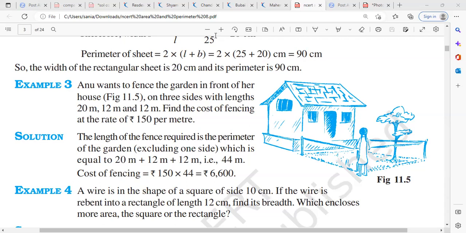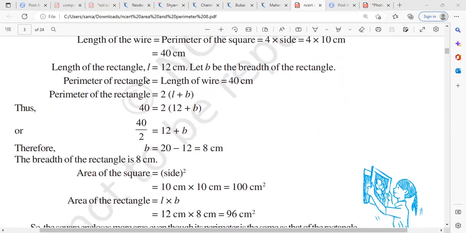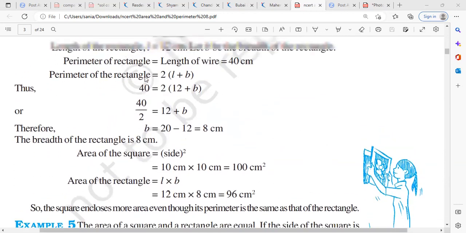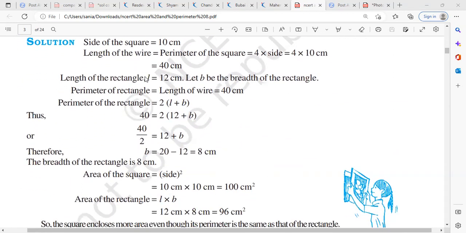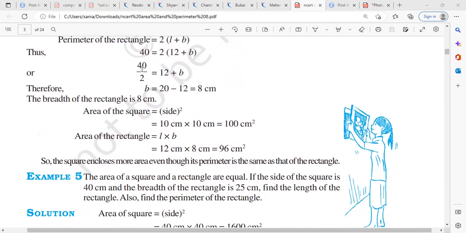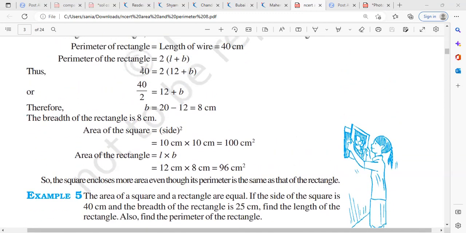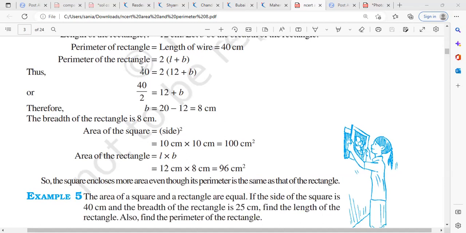I'm done. Okay, what is your answer? Ma'am, 98 centimeter square. Mm-mm. It should be 96. How come 98? Check it. Where did you go wrong? Yes, ma'am. Check. So where were you wrong? Ma'am, in multiplying. Okay. Next, fifth. Okay, ma'am.